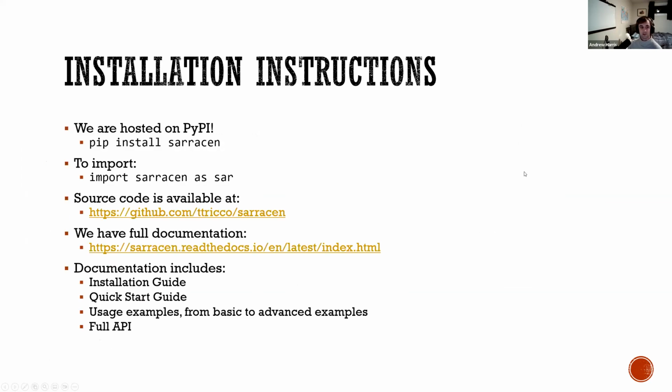So yeah, the instructions to install Sarracen: we're hosted on PyPI. So you can just use this pip command in order to install the library. And you can import it into your code with this command. The source code is completely available at this GitHub address. And there's full documentation at this Read the Docs website, which includes an installation guide, simple to harder examples, and a full API that you can reference.